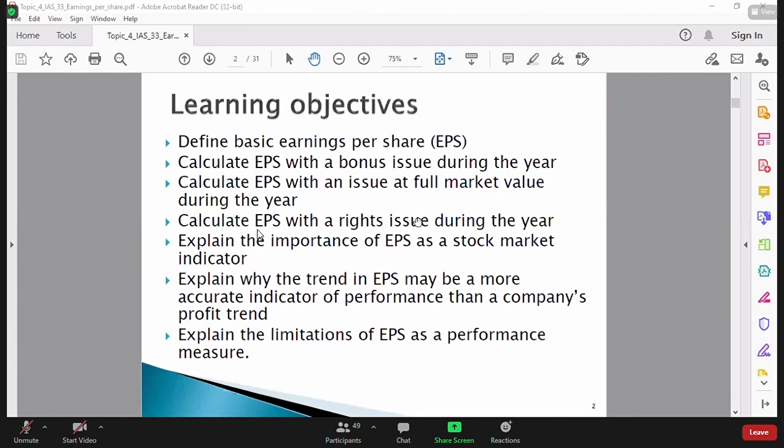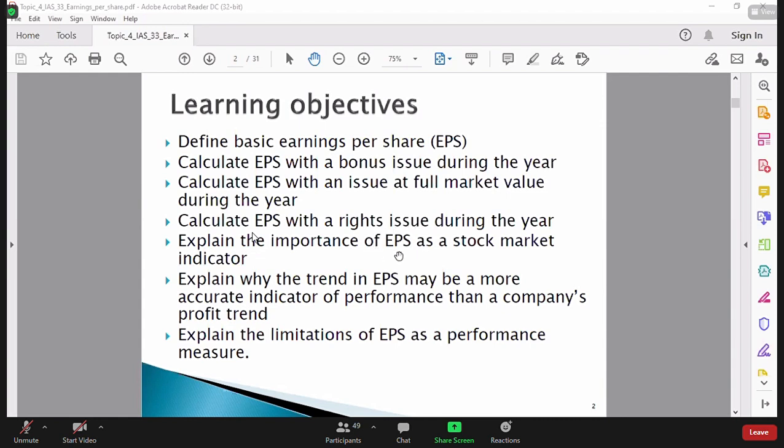Very good. Okay, because all of you got it on the track, the bonus, the right issue. So now it is just for us to focus on how to calculate the EPS and then explain the importance of EPS as a stock market indicator. So this is very important. So you need to look at why do you need to calculate EPS? Macam yang dalam you punya assignment. Why do you have to calculate EPS?